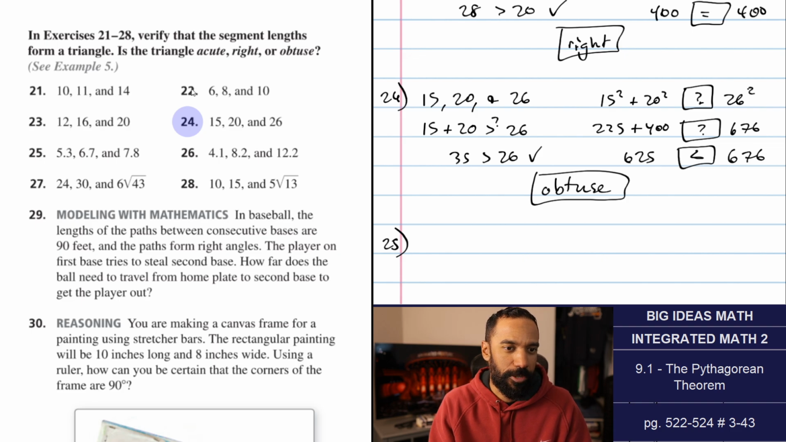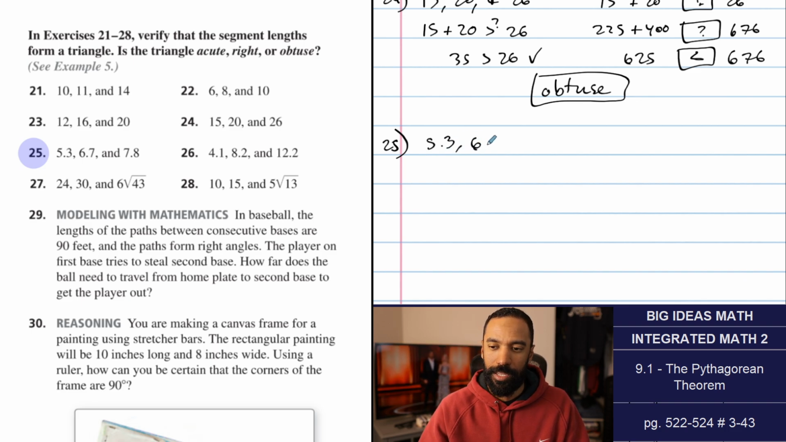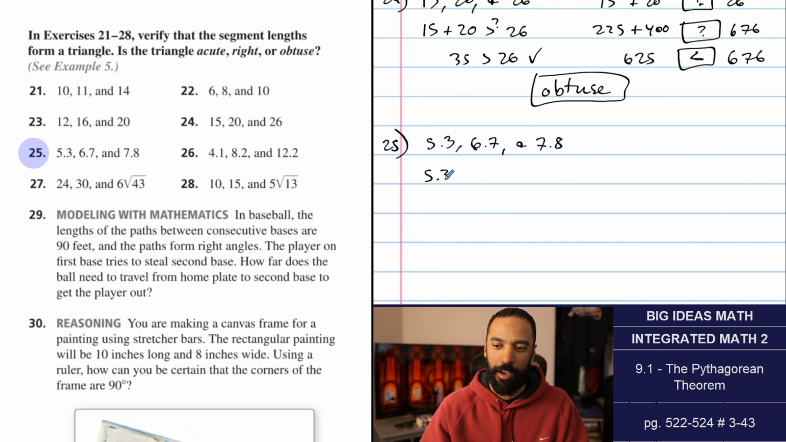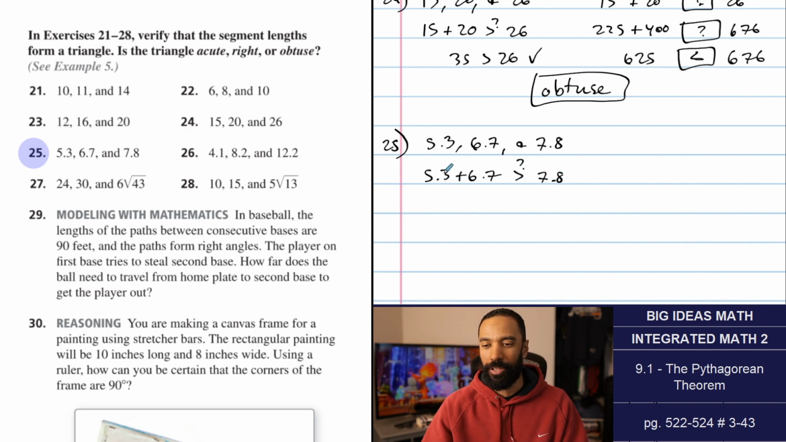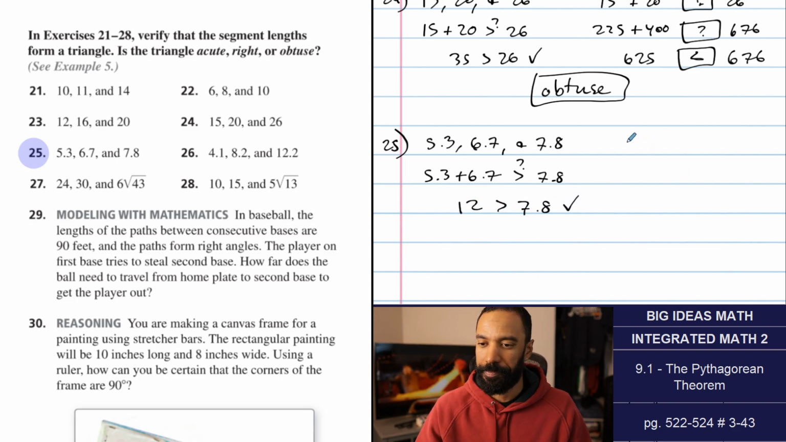Number 25, decimal values, for which I will not know the answer, probably acute. But 5.3, 6.7, and 7.8. First of all, 5.3 plus 6.7. Is it greater than 7.8? Well, here you get 12. 12 is greater than 7.8. It's a triangle. Let's move forward. 5.3 squared plus 6.7 squared. Check it against 7.8 squared.